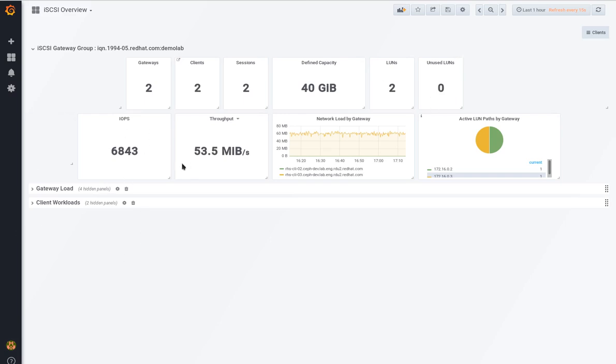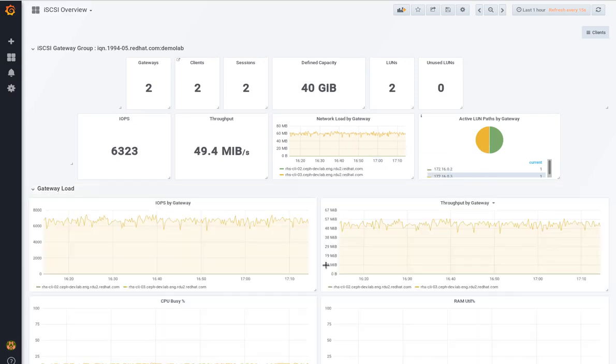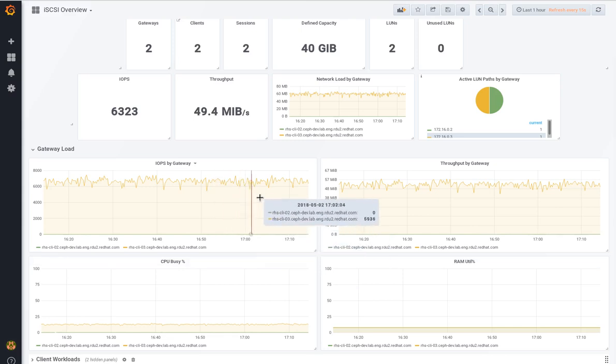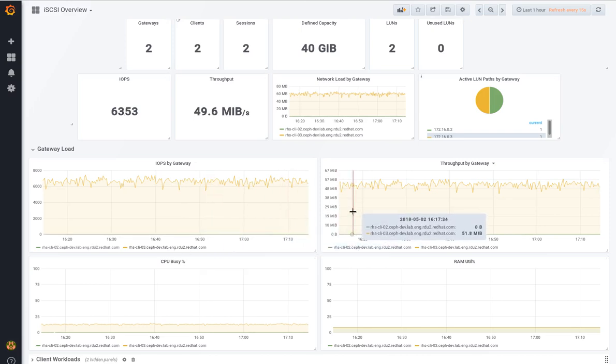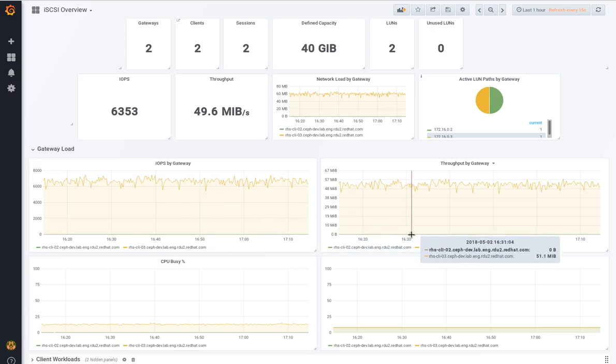And then we've got performance stats like IOPS and throughput, and then network load by gateway, so we can see where that load is being generated. And if we drill down a bit further, we can see each one of those gateways where that load is. So for this particular one, we can see that the bulk of all the I/O is basically hitting one gateway. So I've got a multipathing issue on my clients, or on one of the clients anyway, because it's not sending it where it should be.